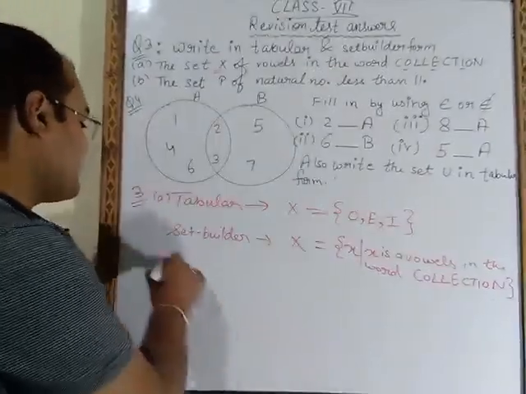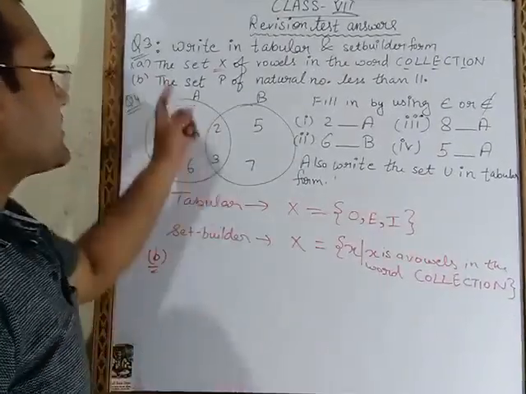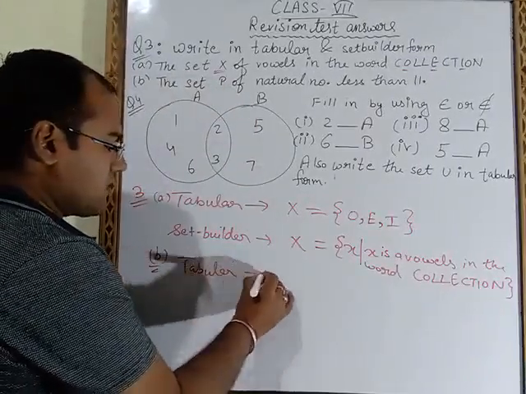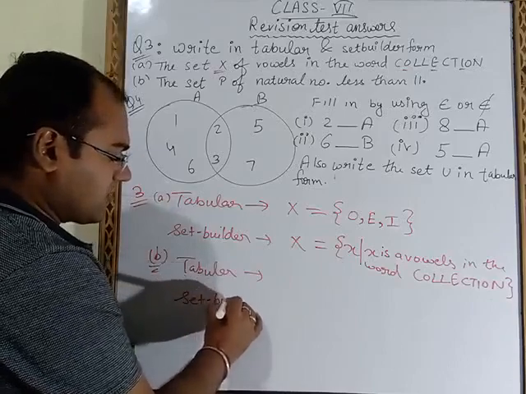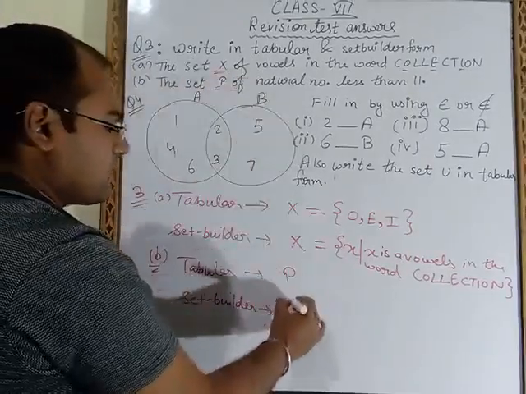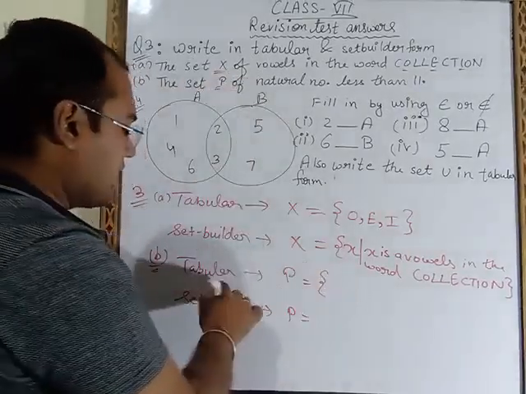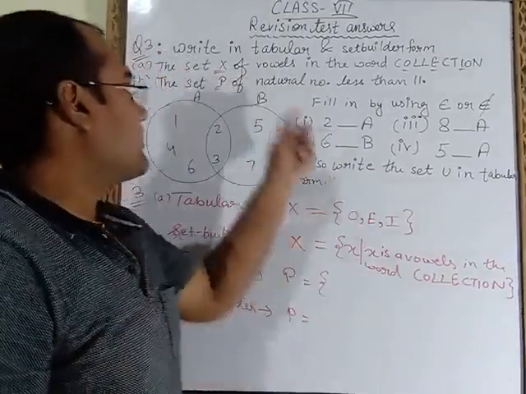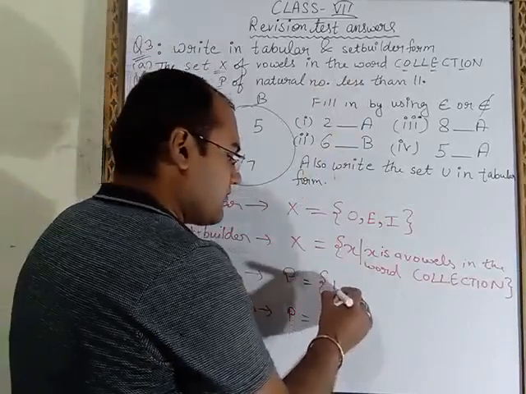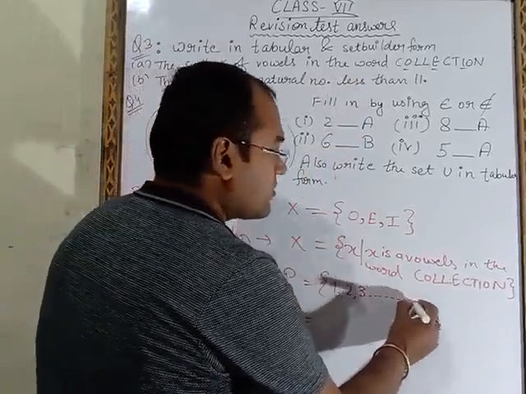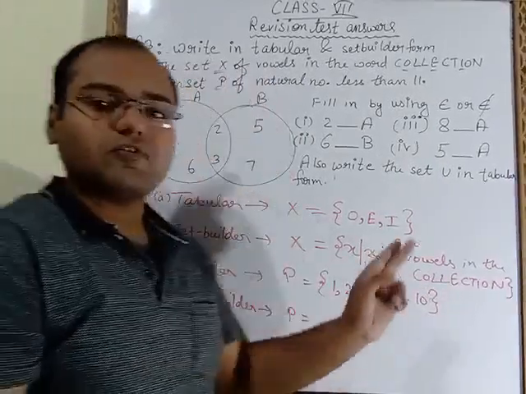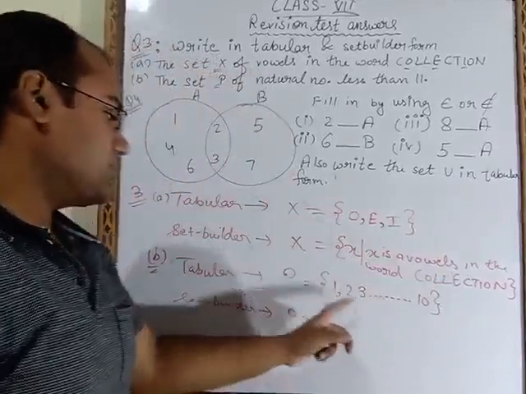Now come to part B. Part number B, the set P. We have to write tabular form and also set builder form. The name of the set is P, so here we have to write P is equal to. In tabular form we have to write the elements. What is asked in the question? Natural numbers less than 11. Natural numbers start from 1. So we will write 1, 2, 3, up to, he said less than 11, which means we have to write up to 10. So 1, 2, 3, 4, 5, 6, 7, 8, 9, 10. So this is the tabular form.